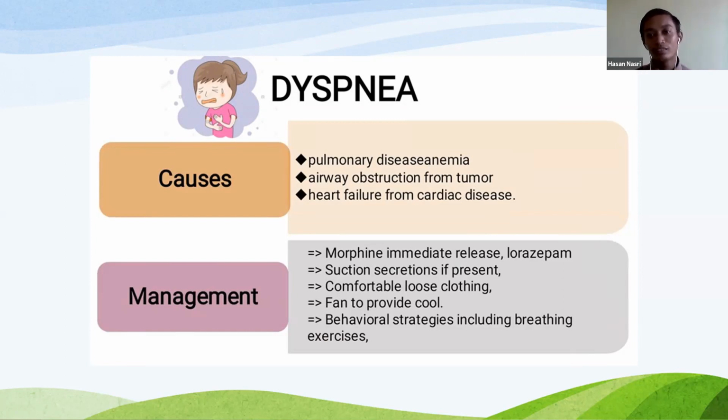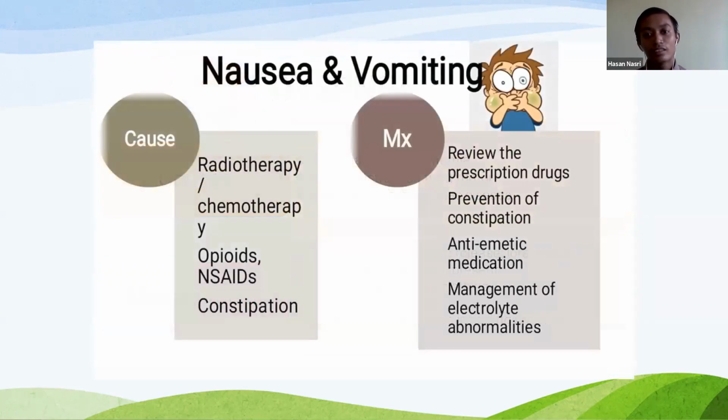For example, in a COVID patient, lie prone to allow better breathing, things like that. Next is nausea and vomiting, which may be caused by radiotherapy or chemotherapy. It can also be caused by opioids and acid.